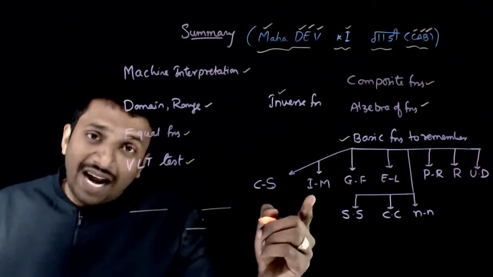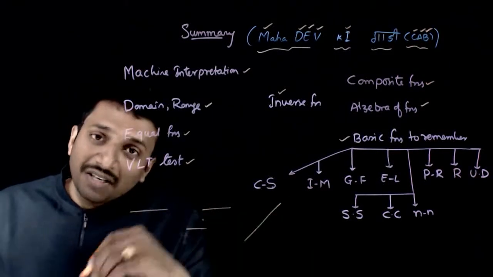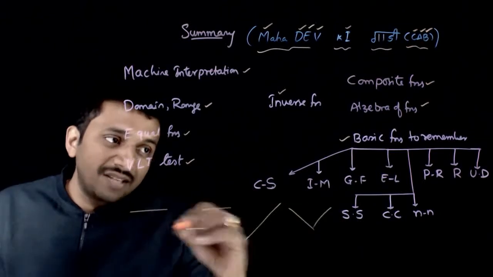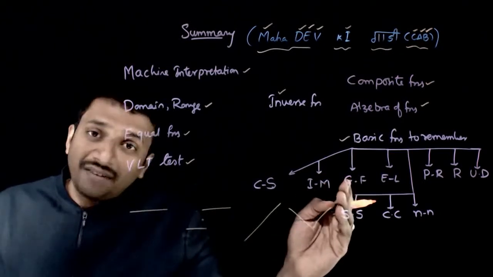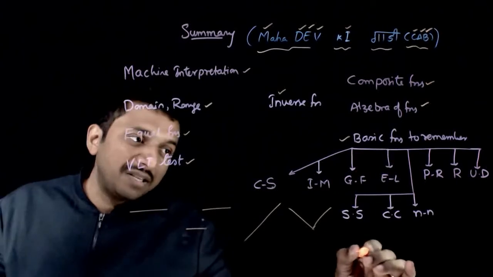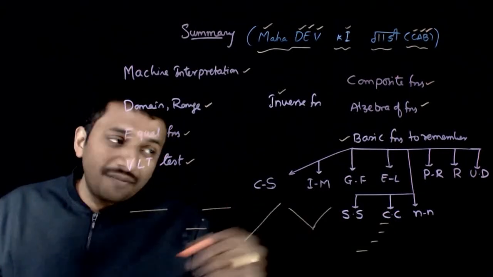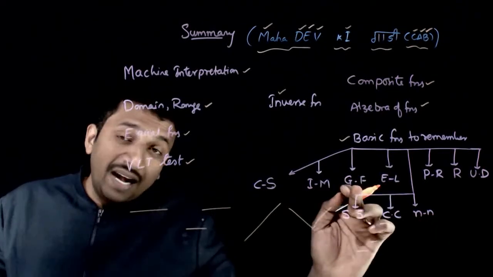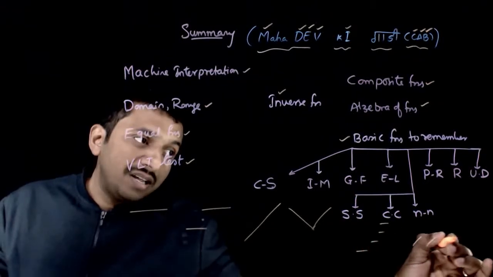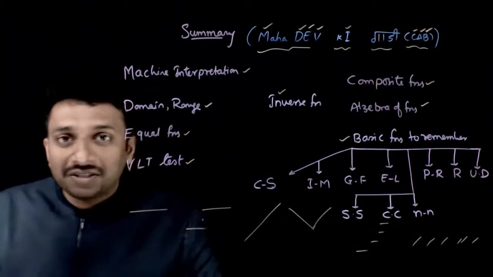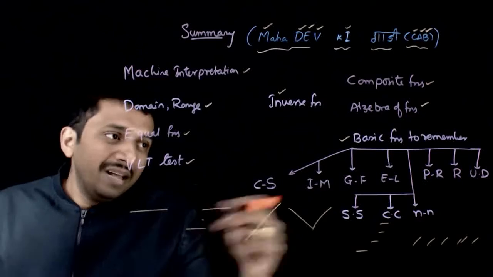And next, identity function and modulus function. Identity function graph is like this. Modulus function graph is like this. Next, you have greatest integer function and fractional part function. Greatest integer function is a step function, and fractional part function is a saw function.